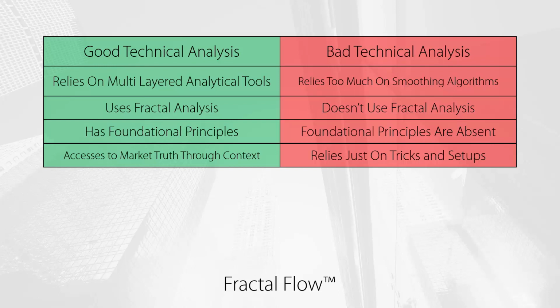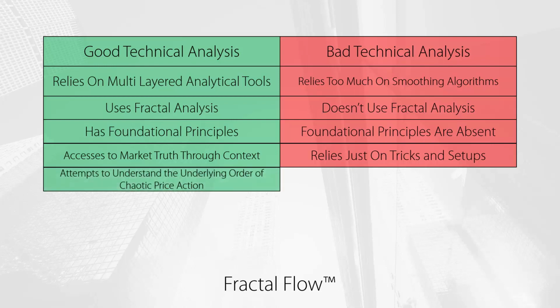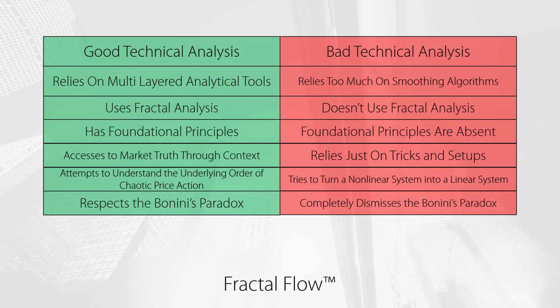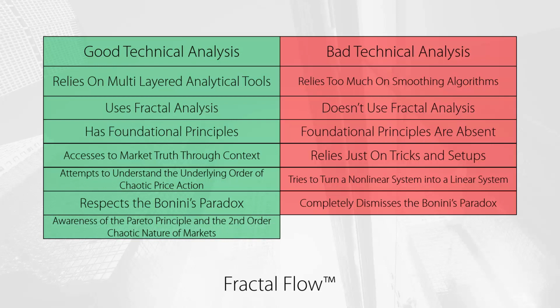Good technical analysis tries to go in the direction of price action noise with the intent to find its underlying order, while bad technical analysis tries to obfuscate price action noise in a naive attempt to turn a nonlinear dynamic into a linear dynamic through simple formulas. Good technical analysis respects the Bonini's paradox while bad technical analysis is completely alienated from it. High-quality technical analysis also takes into consideration the Pareto principle and the fact that markets are chaotic systems of second order. Bad technical analysis assumes the markets are a completely leveled playing field where all market players have equal power.